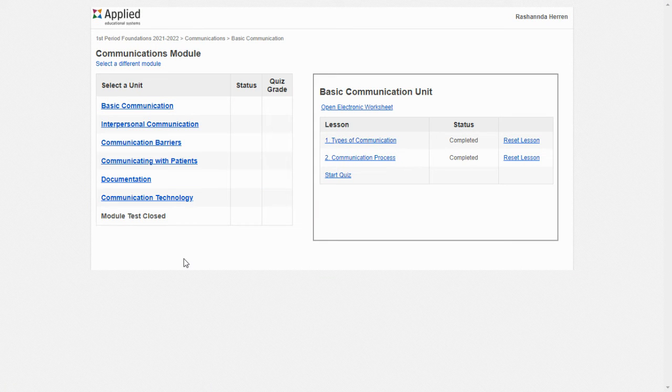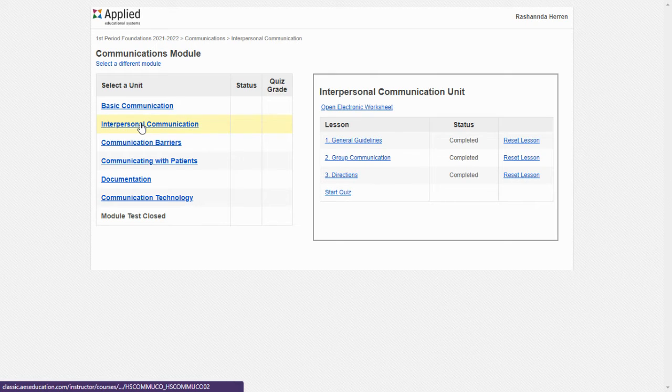Lesson summary. All right, so that was in the basic communication unit, the communication process lesson. We didn't go over that one in class. For some reason, I skipped over it. So you should be able to fill out some parts of your study guide. We've done interpersonal communication in class. I'm going to go over, I think, communication barriers, and then we'll do the other ones next week.